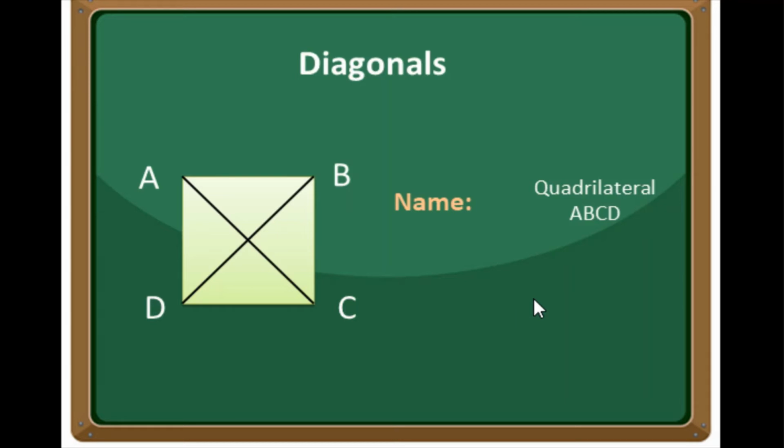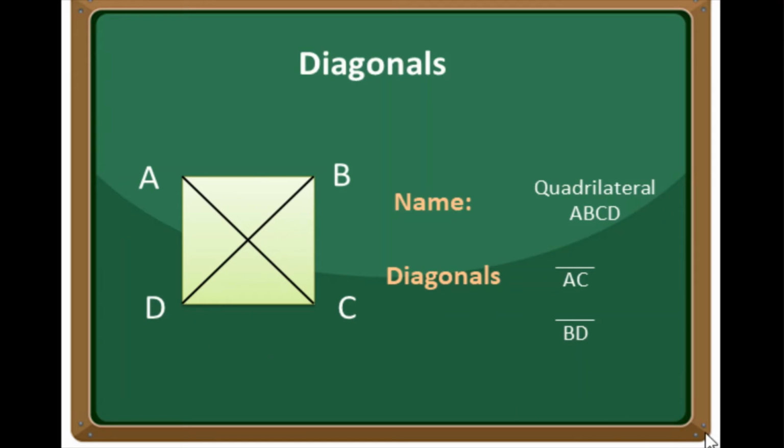And the names of our diagonals, which we have two diagonals, are line AC and line BD. Again, there are two diagonals in a quadrilateral square, and the names of these diagonals are line AC and line BD.